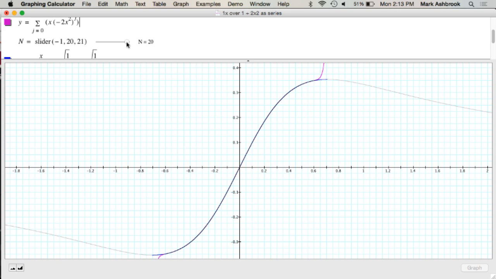Okay. Any questions on that? So you should do the ratio test on that, and verify that in the end you get this interval of convergence from negative square root of 2 over 2 to square root of 2 over 2. That's the same as the square root of 1/2.